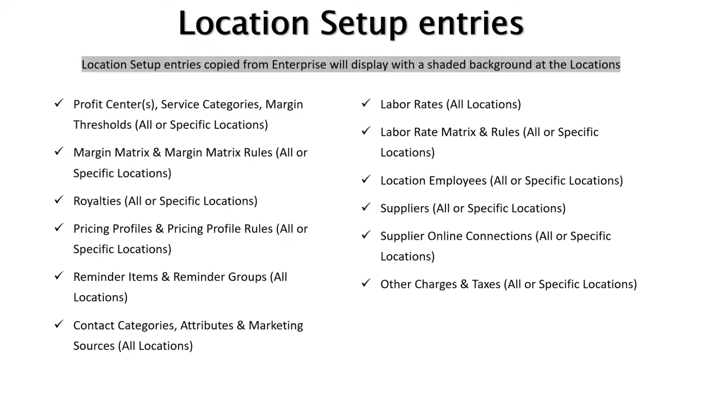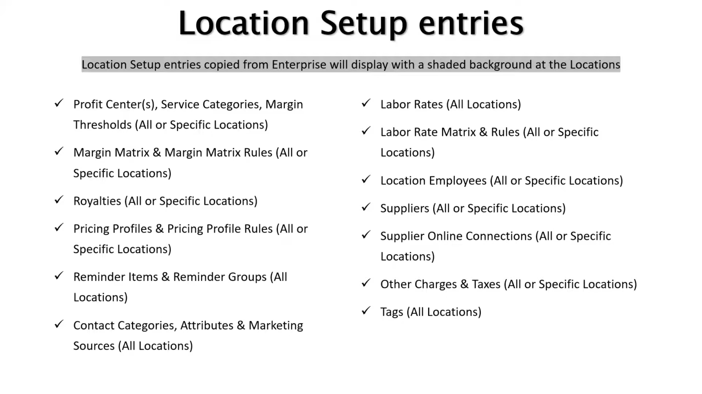Other charges and taxes. Other charges such as shop supplies, environmental fees, disposals, taxes, sales taxes. They'll all set up at the enterprise and will go out to the locations. The one thing that is different here is the fact that the rules to tell it how to apply will be done at the individual locations. That is strictly controlled at the location.